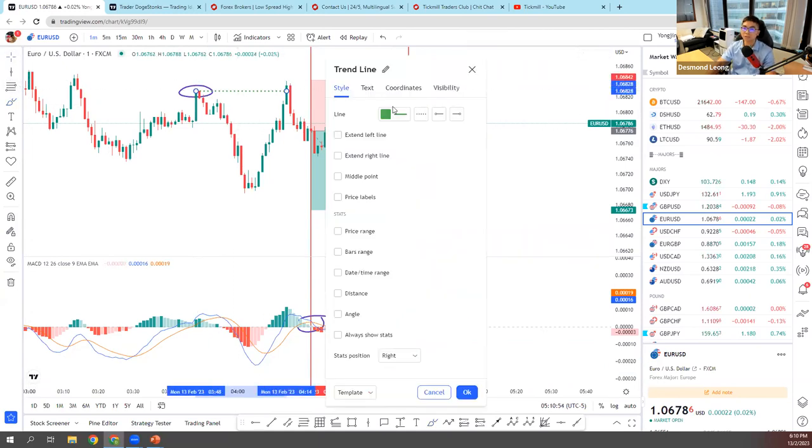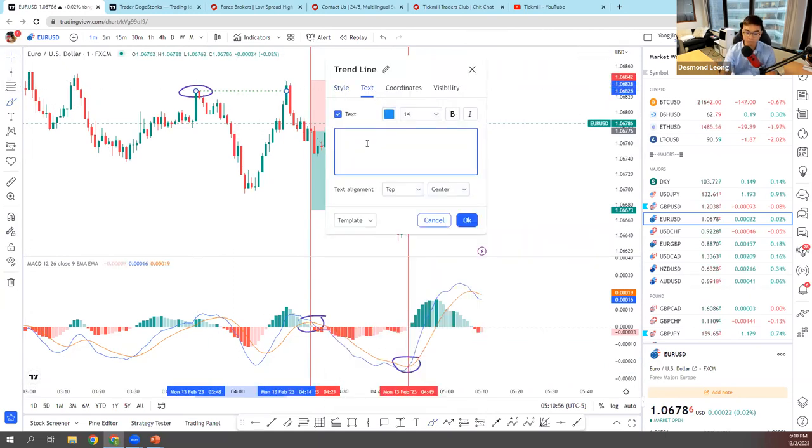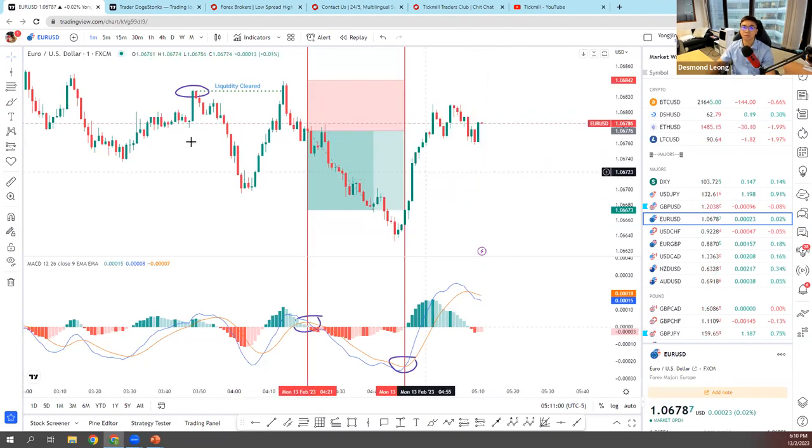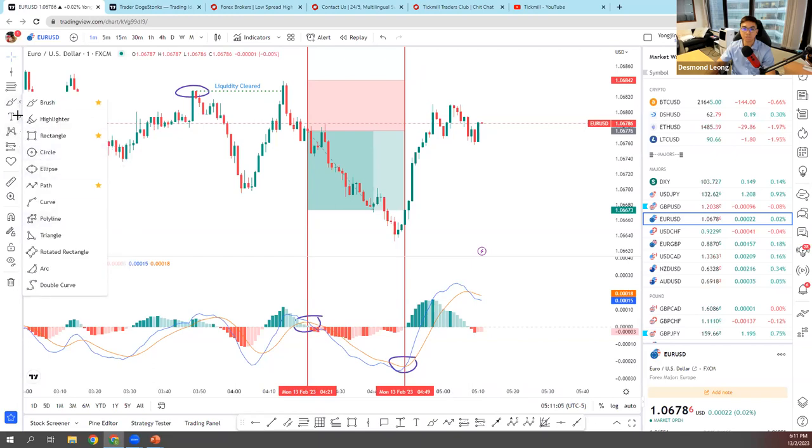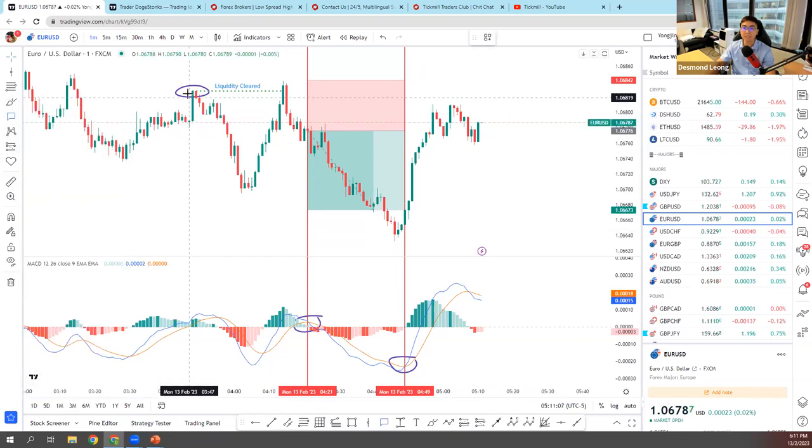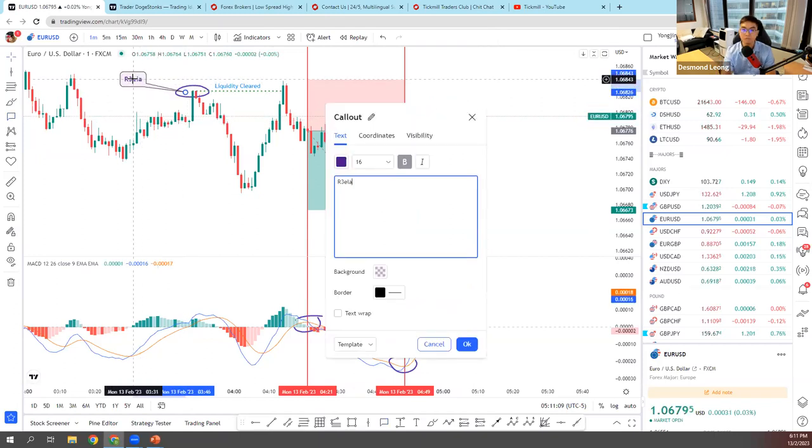So I'll just type this out, text: liquidity cleared. Then what is that? Relative equal highs. So I'll label it out as cleanly as possible.